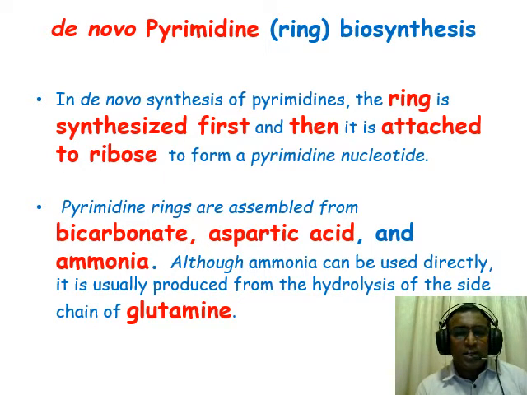And then in order to build the members of the one ring structure, it requires the contribution of bicarbonate. Bicarbonate ion will provide carbon, and aspartic acid will provide a number of members, either nitrogen or carbon. And then you have the ammonia that provides the nitrogen member, but usually it is not by free ammonia, but rather by the donor glutamine, the nitrogen member itself.